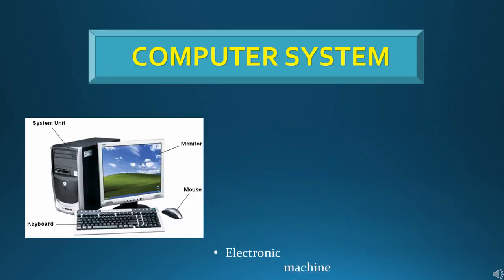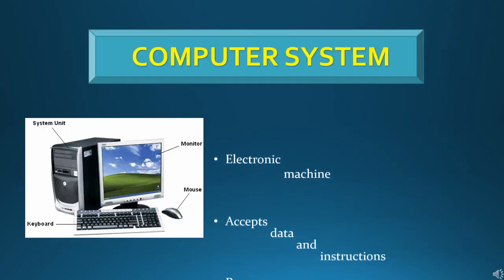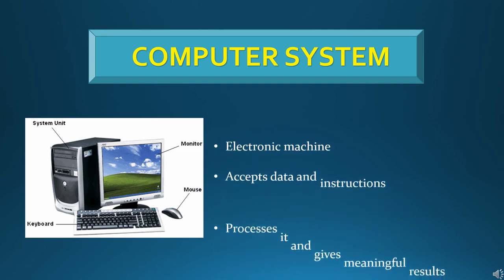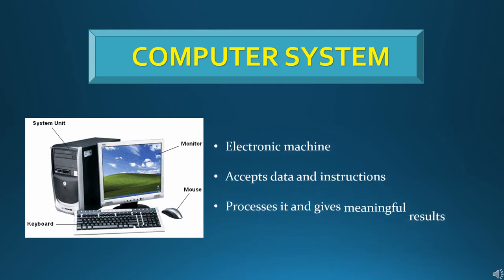Computer system. We all know that computer is an electronic device that accepts data and instructions given by the user, processes them accordingly, and gives meaningful results.